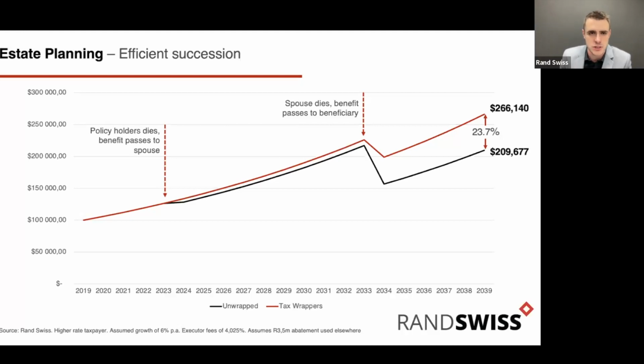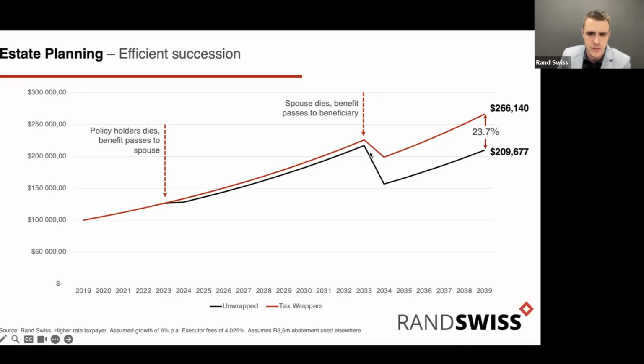If they didn't have this structure, you can see the drop-off there by 4%, and that's the black line, because there's executor fees payable. Now we let it compound for the next 10 years. And you can see, obviously, as that 4% is being compounded, the gap increases more and more. And now let's just say here, the spouse dies, and they hand over the benefits to their children.